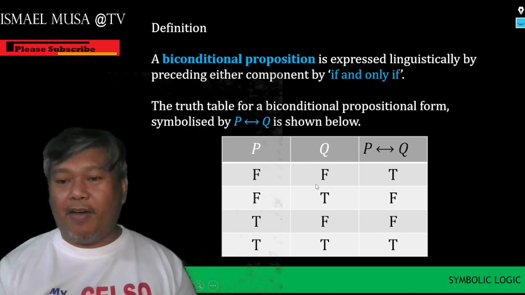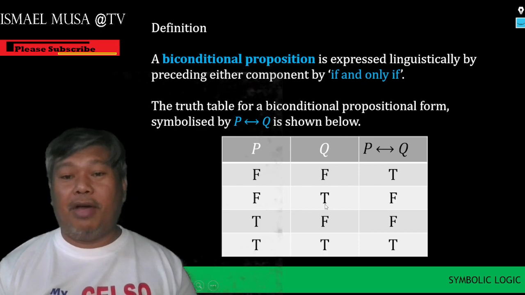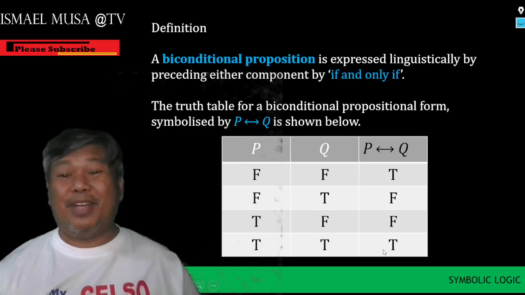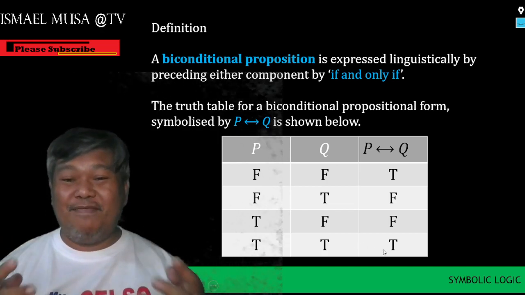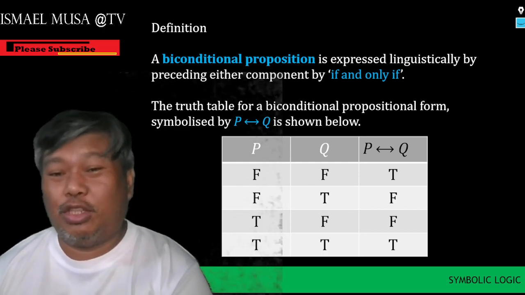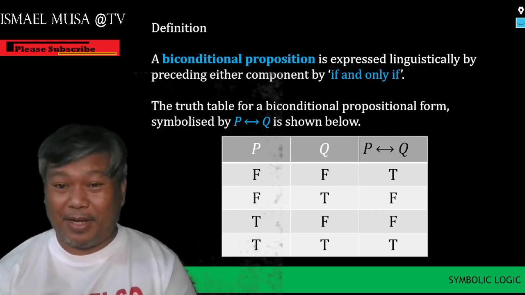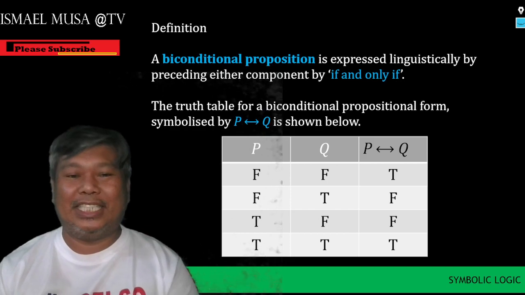False implies false. Now, both are the same value. Therefore, it's true. False implies true: one value is different, so it's false. True, false, that's false. True, true, it's true. So both must be of the same truth value for it to be true. Clear? Okay, very good.